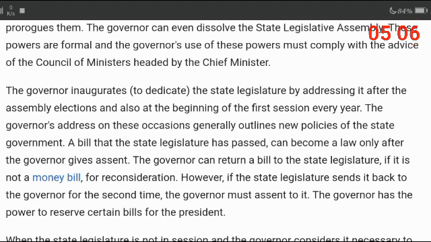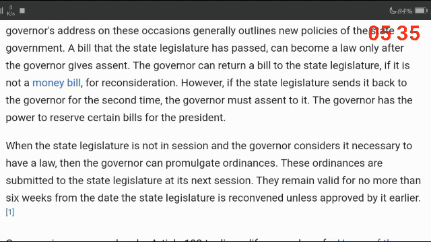A bill that the state legislature has passed can become a law only after the governor gives assent. The governor can return a bill to the state legislature if it is not a money bill for reconsideration. However, if the state legislature sends it back to the governor for the second time, the governor must assent to it. The governor has the power to reserve certain bills for the president. When the state legislature is not in session and the governor considers it necessary to have a law, then the governor can promulgate ordinances. These ordinances are submitted to the state legislature at its next session. They remain valid for no more than 6 weeks from the date the state legislature is reconvened unless approved by it earlier.